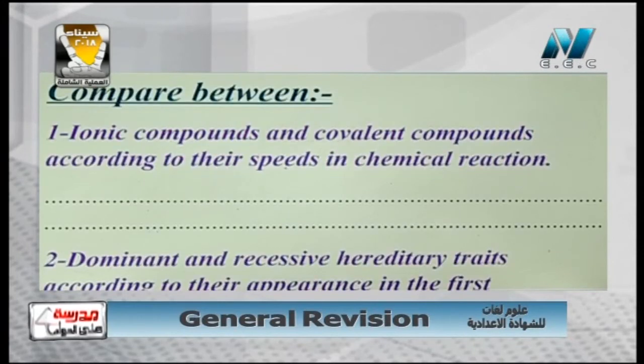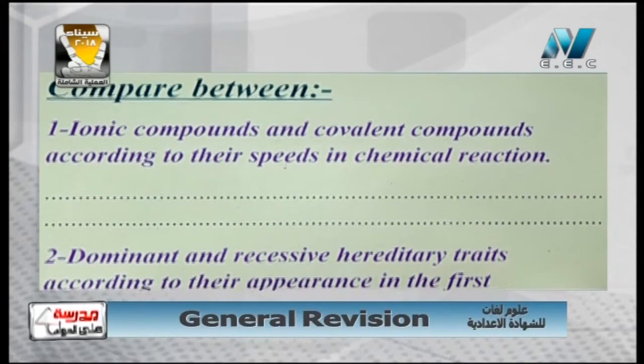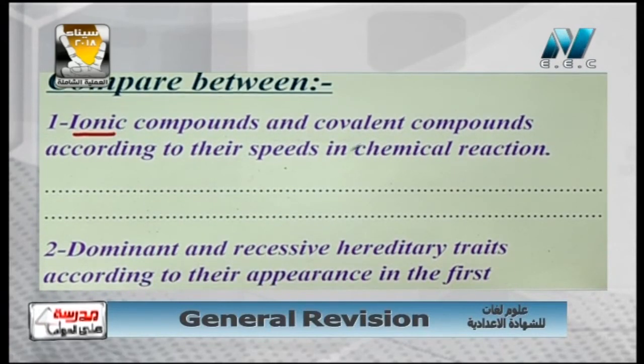Here we compare between ionic compounds and covalent compounds according to their speed in chemical reaction. We have ionic compound and we have covalent compounds. Which one will react faster than the other in the chemical reaction? We remember the ionic compound reacts faster than covalent compounds because the reaction between ions is faster than the reaction between molecules. So here we answer why.